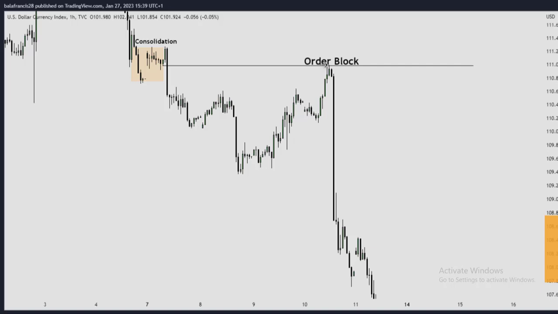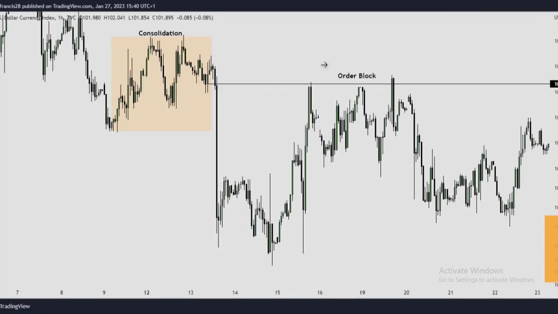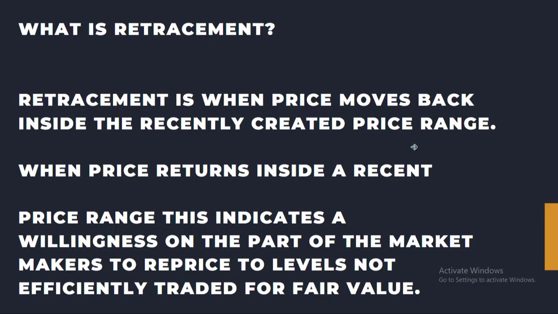So this is how expansion is used in your trade. This is also another region of consolidation. Price expanded away and price returned into the order block that the price expanded away from. This is where institutions will usually enter their short positions. So this is what expansion is.